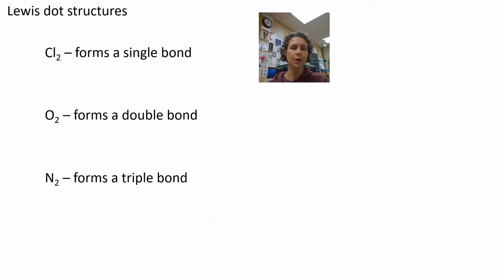Okay, so Lewis structures for this. Here's our chlorine again. I'm not going to do the first one since we did this. But then oxygen. When oxygen is bonded to itself, you have an oxygen molecule. It tends to form a double bond. That's not tends, that's what it does.